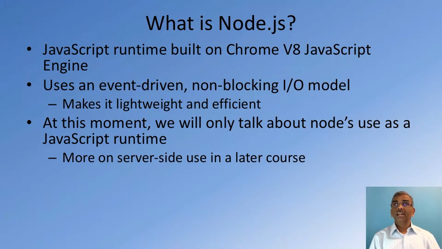Node.js is based on the JavaScript runtime engine that has been built for the Chrome browser. So the Chrome V8 JavaScript engine has been ported from the browser to run on the desktop and support the execution of JavaScript programs on the desktop. Node.js is built around an event-driven non-blocking I/O model, which makes it very efficient to run JavaScript programs on the desktop, asynchronous JavaScript on the desktop.